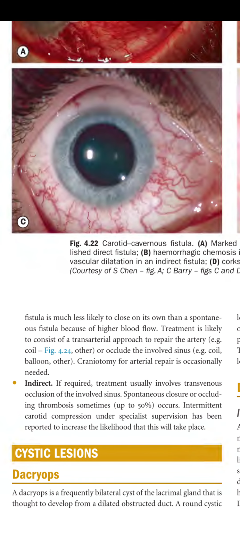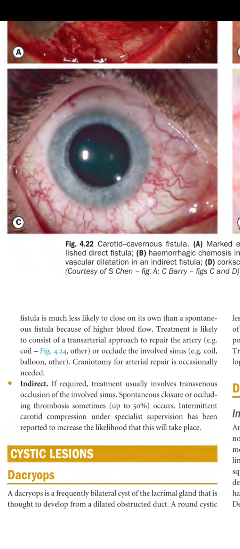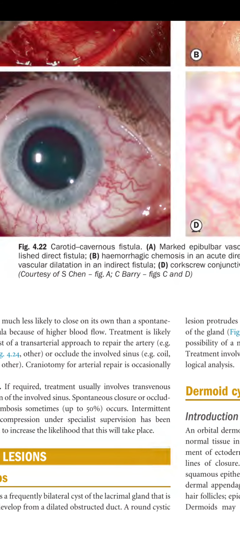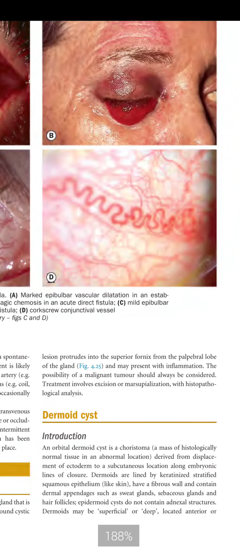A dacryops is a frequently bilateral cyst of the lacrimal gland that is thought to develop from a dilated obstructed duct. A round cystic lesion protrudes into the superior fornix from the palpebral lobe of the gland and may present with inflammation. The possibility of a malignant tumor should always be considered. Treatment involves excision or marsupialization with histopathological analysis.